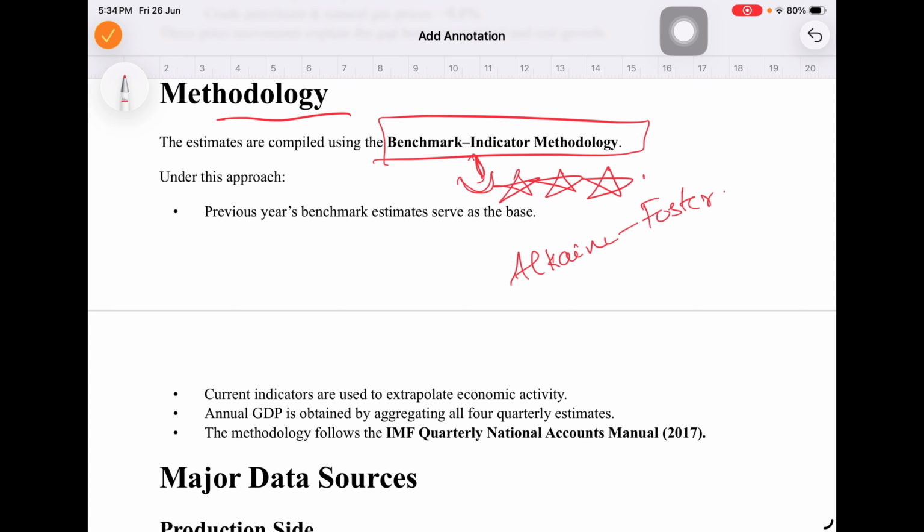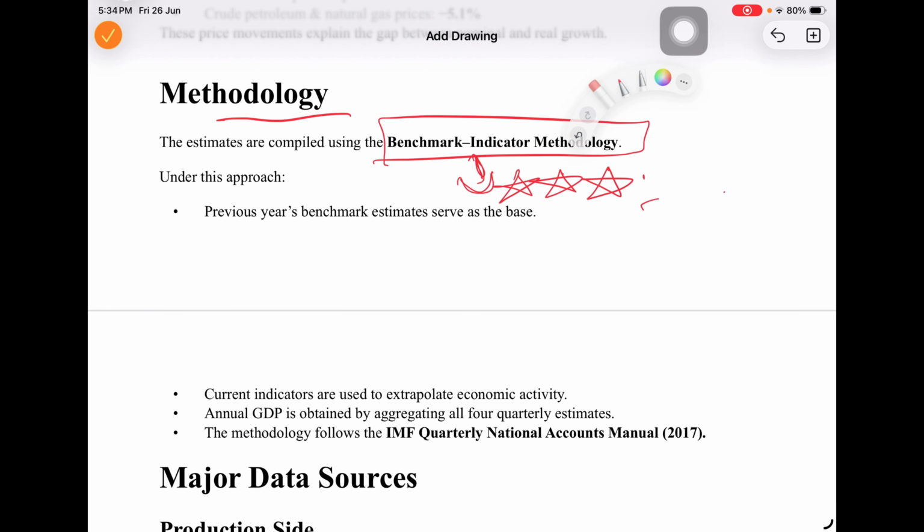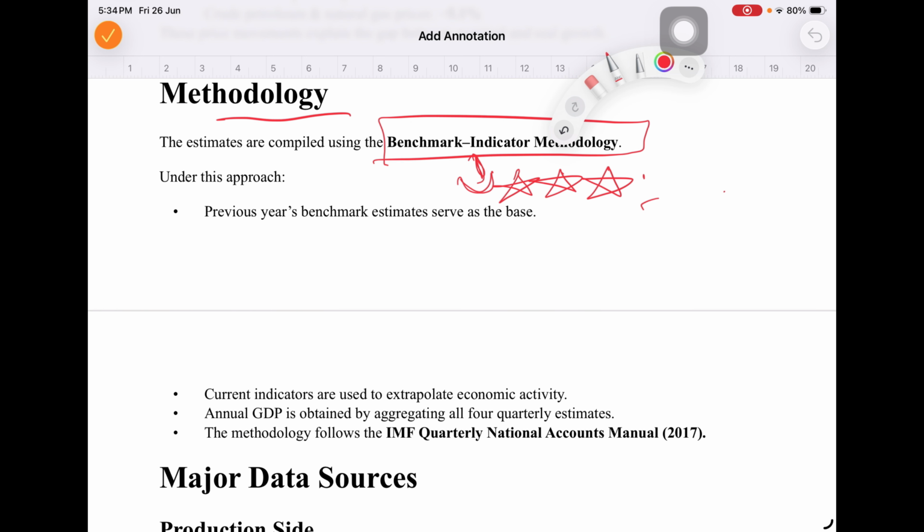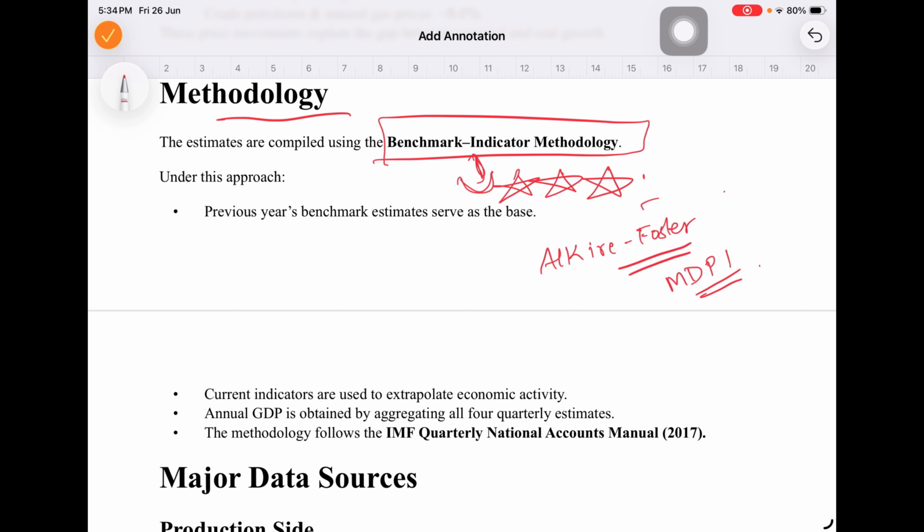Okay, Alkire Foster method. Alkire Foster method for multidimensional index. Yes, for multidimensional index. Let me write the spelling. Alkire Foster is used for the multidimensional poverty index. That is the point. So what is it?